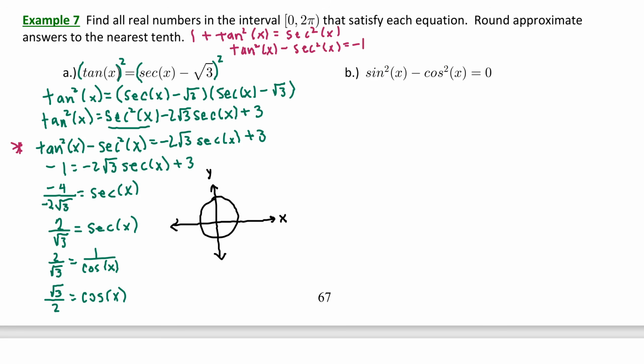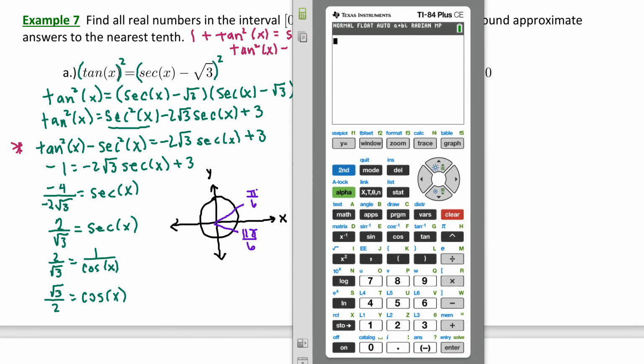Working in radians, we can recognize that's going to be pi over 6. Cosine is also positive in quadrant 4, and specifically square root of 3 over 2 at 11 pi over 6. Now, before we list both of those solutions in the solution set, we have to remember from algebra that when we square both sides of an equation, sometimes we create extraneous roots.